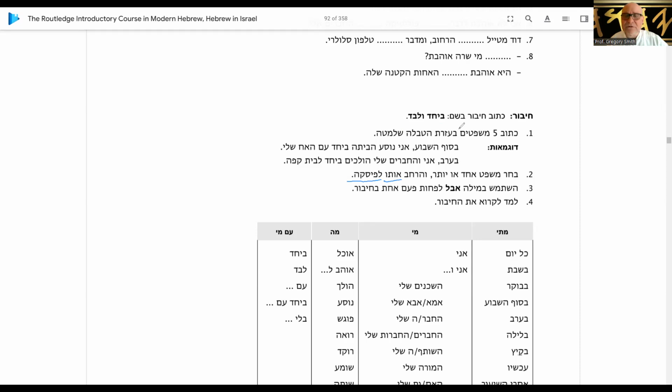Okay, so here we have, choose one sentence, or more sentences, and expand it, lefiska, which is a paragraph. Okay, so basically, look at this as a long exercise here.